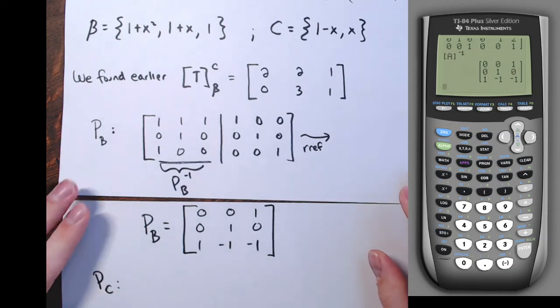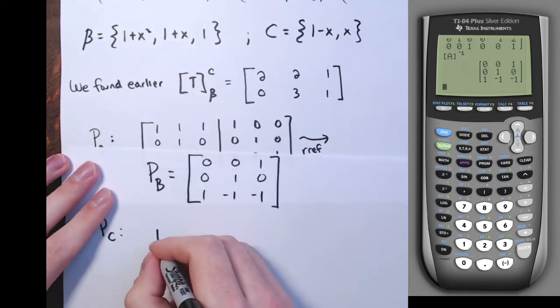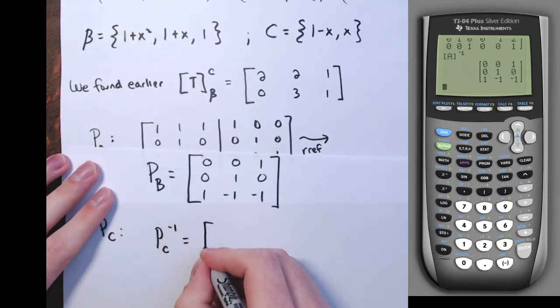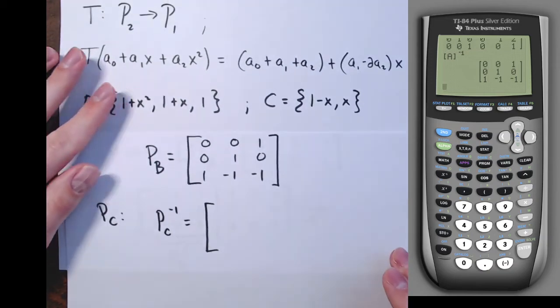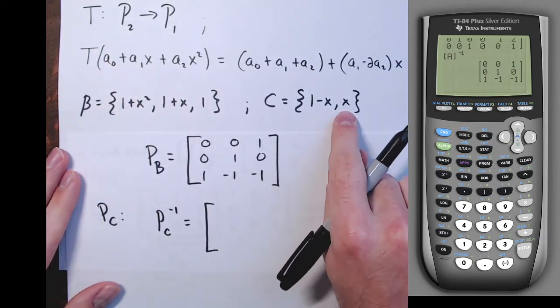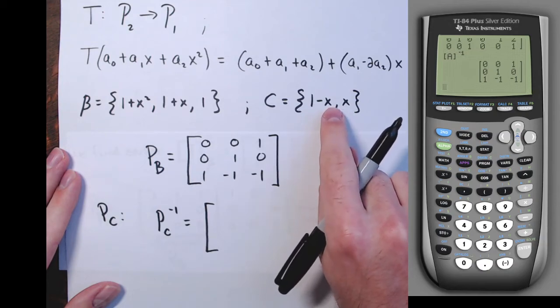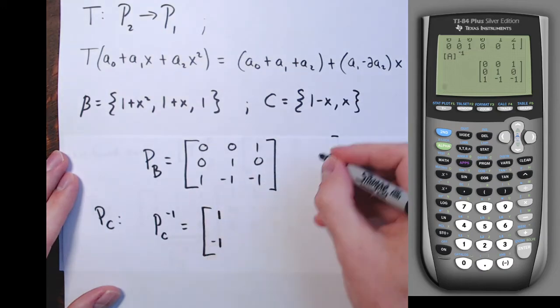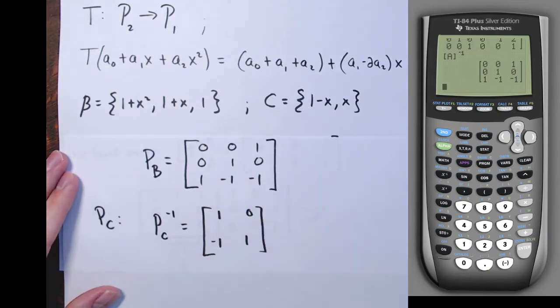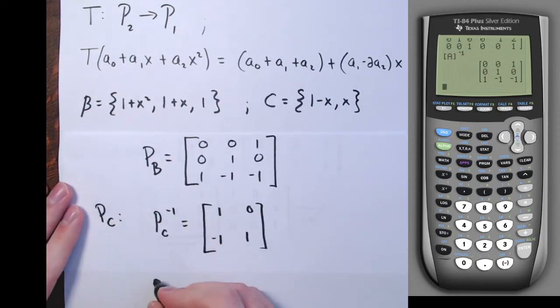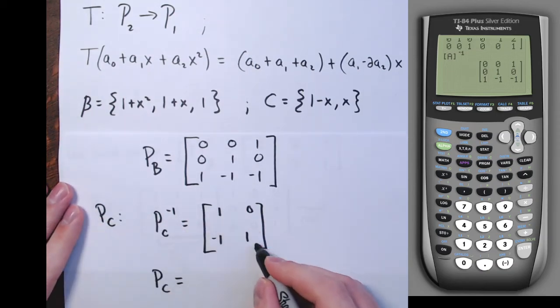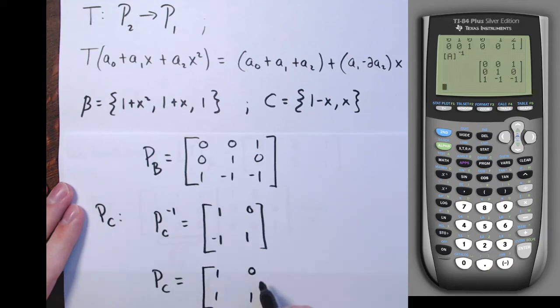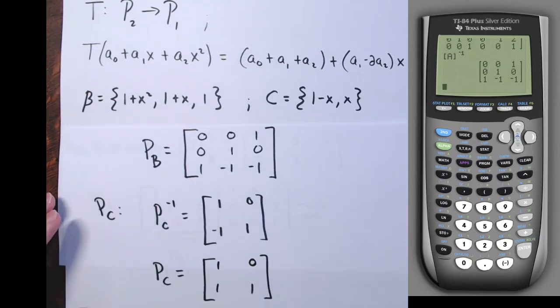I'd also like PC. So PC, well, as I mentioned before, PC inverse is just the matrix where these guys are the columns, but again, written in coordinates relative to the standard basis for P1. So 1 minus x would be 1, negative 1. x would be 0, 1. All right. And this one's a pretty easy one to find the inverse of. PC then, the determinant is 1. So the inverse is just 1, 0, 1, 1, like that. Right, there's PC. Okay, so I have really all the matrices I need.